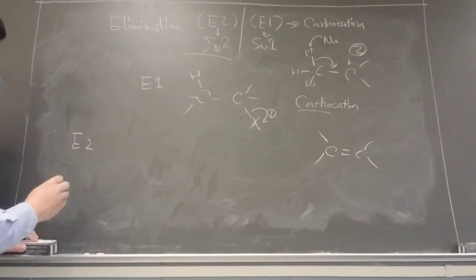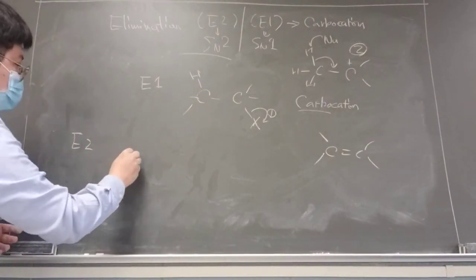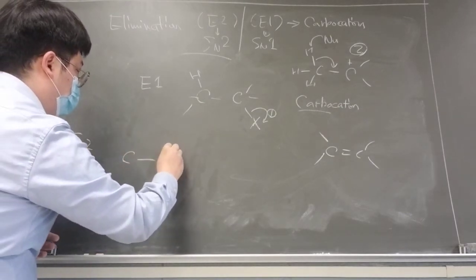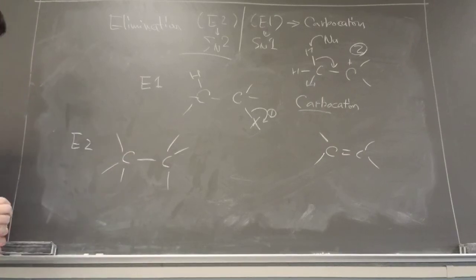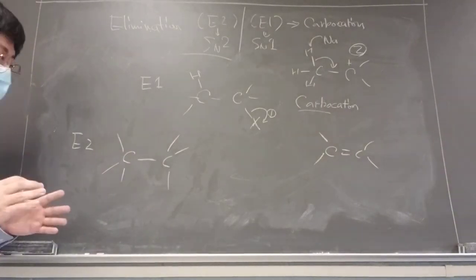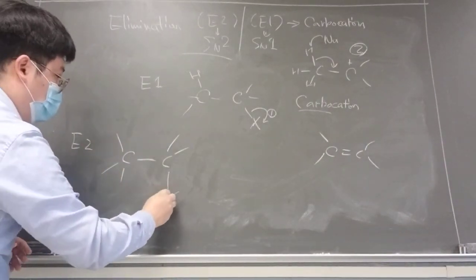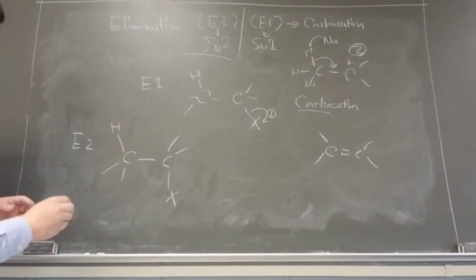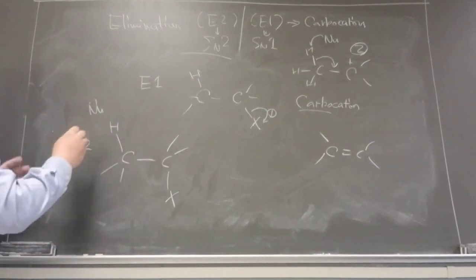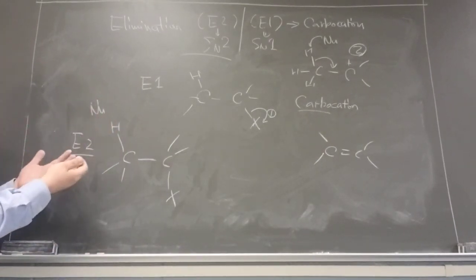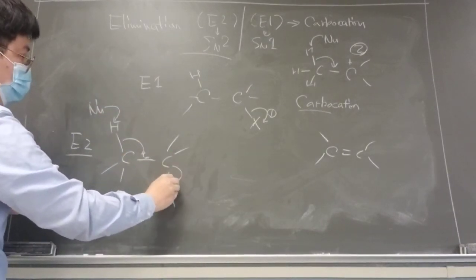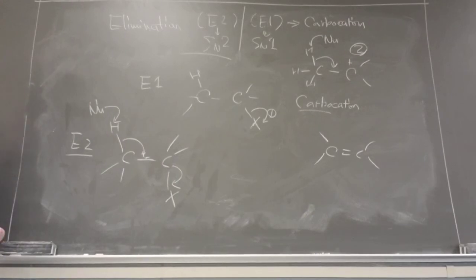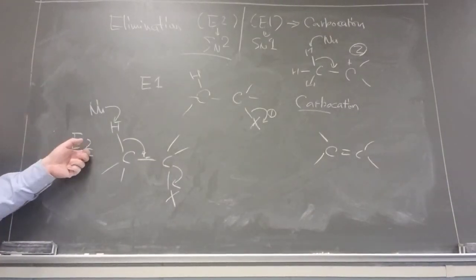So E2, you can actually estimate like this one right here. This is happening in an anti-periplanar position. You don't have to know this one anyway. But in this way, this is E2, like SN2. It's happening at the same time, almost the same time, simultaneously. So this is what we call E2.